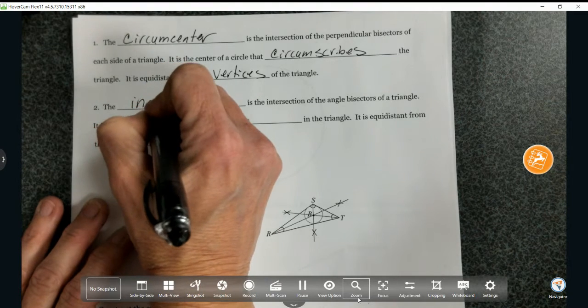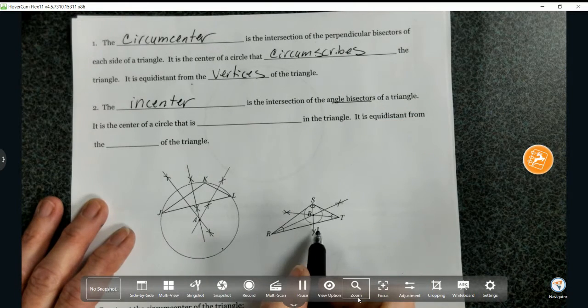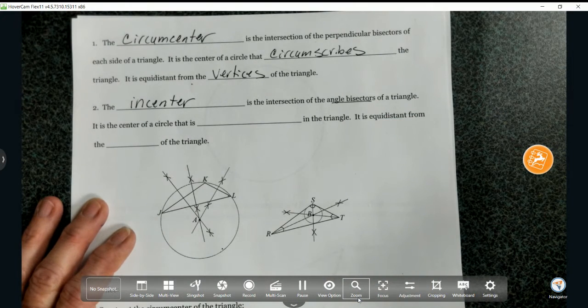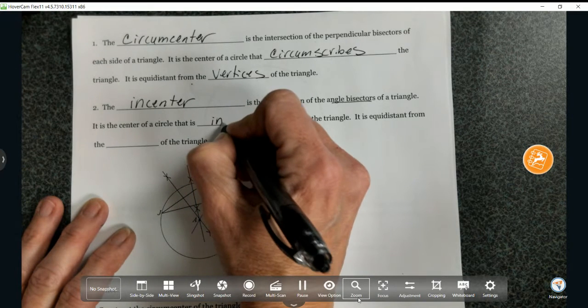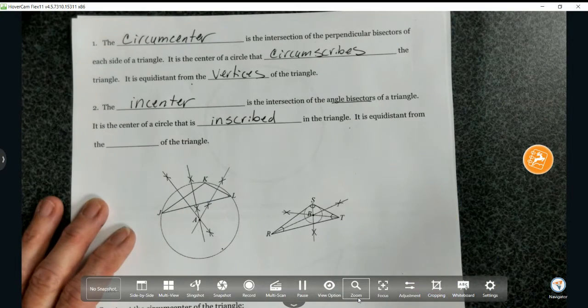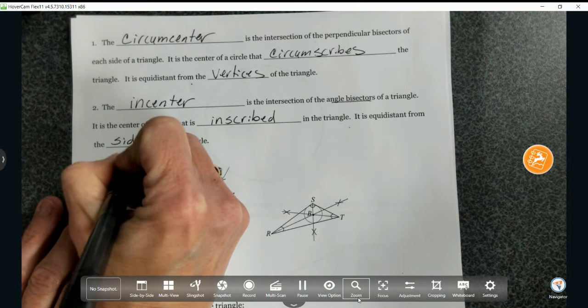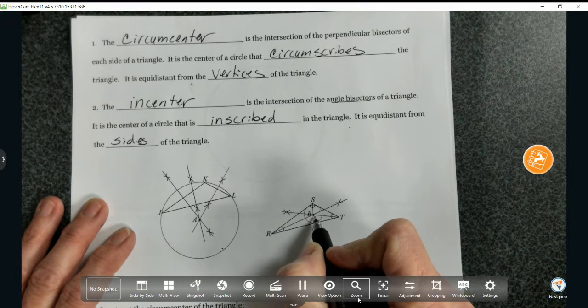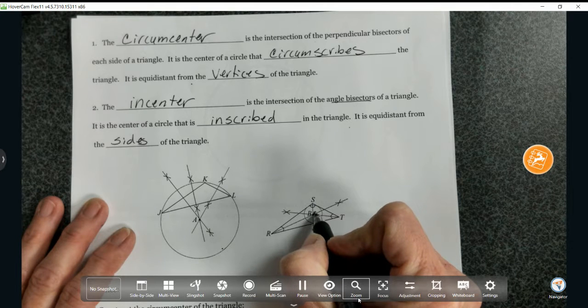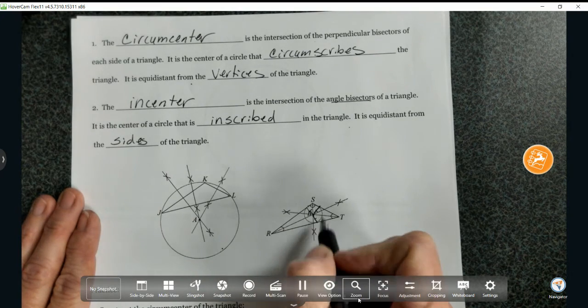The incenter is the second one. It's the intersection of the angle bisectors. That's this picture. It is the center of a circle that is inscribed in the triangle. The incenter is equidistant from the sides of the triangle. So this little circle here, if you dropped a perpendicular line to each one of these sides, that would all be the same distance. So it hits each side in one spot, one point.